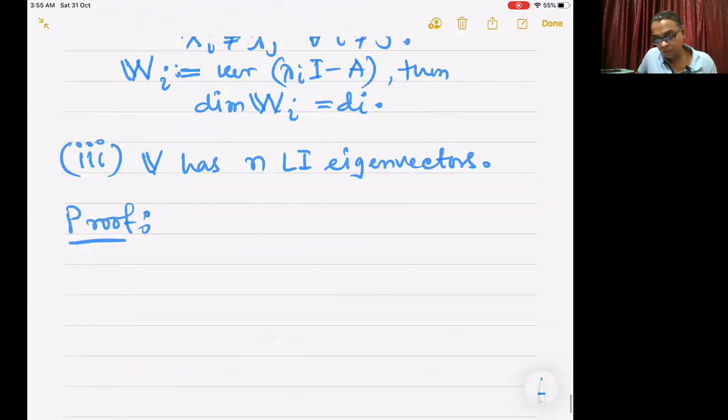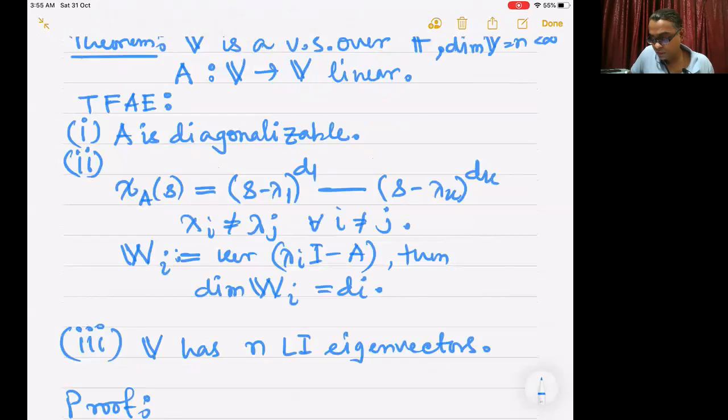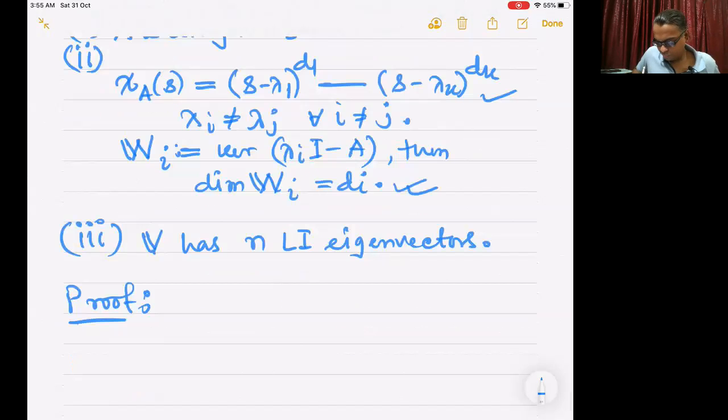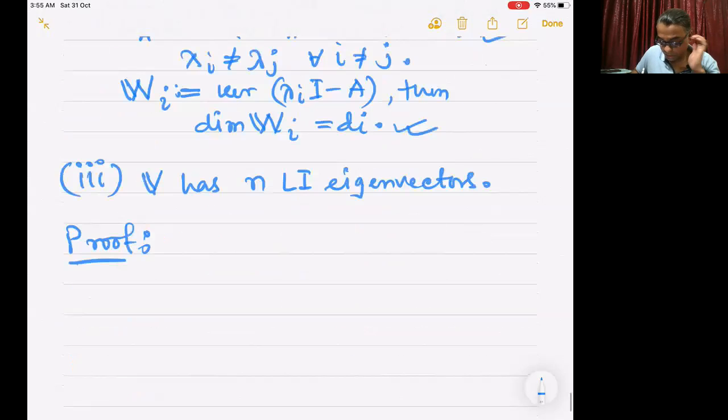So these are equivalent. I now have a necessary and sufficient condition for diagonalizability, which says how the characteristic polynomial is going to look, and that the algebraic multiplicity will be equal to the geometric multiplicity for all the eigenvalues. Now, how do we prove that these three statements are equivalent?